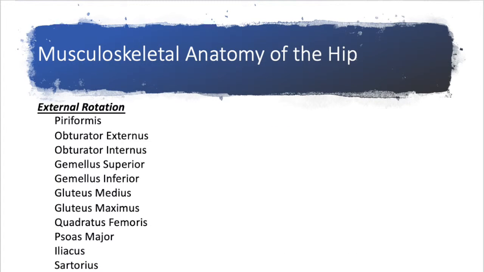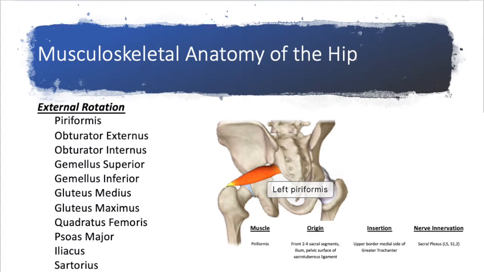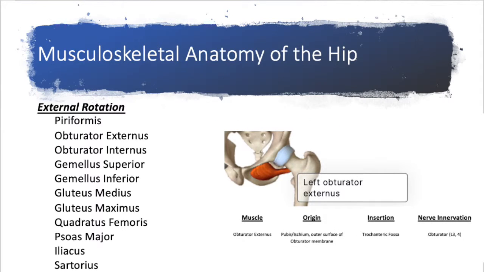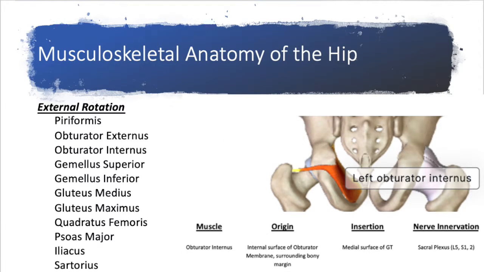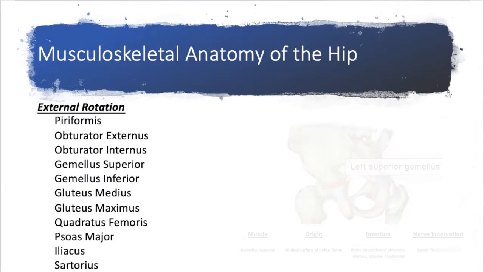During external rotation, the following muscles are involved. Piriformis, which originates at the front 2 to 4 sacral segments, ilium, and the pelvic surface of the sacrotuberous ligament, and inserts at the upper border medial side of greater trochanter. Obturator externus, which originates at the pubis and ischium and the outer surface of the obturator membrane, but inserts at the trochanteric fossa. Obturator internus, which originates at the internal surface of the obturator membrane and the surrounding bony margins, and inserts at the medial surface of greater trochanter.